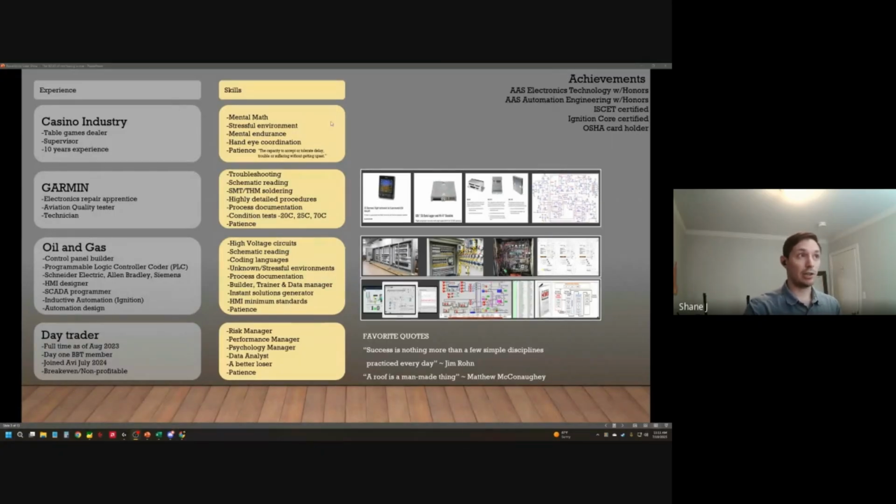A lot of skills are involved in that: mental math, a stressful environment. Anytime somebody loses, they're mad at you. You're the one that's in charge. Mental endurance, doing that every day, expecting really bad results. Hand-eye coordination, and of course, patience. I threw the definition there as well: the capacity to accept or tolerate delay, trouble, or suffering without getting upset. A lot of things that we do in day trading are going to cause patience. And obviously you see it everywhere that I've been, I've practiced patience and analyzing data.